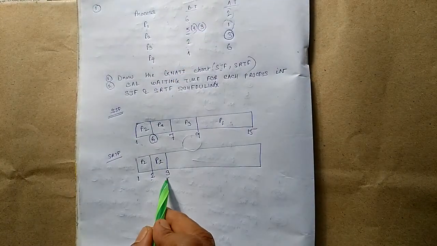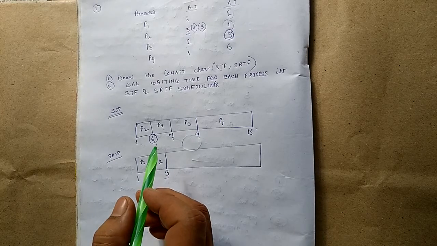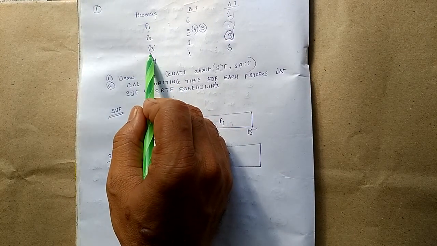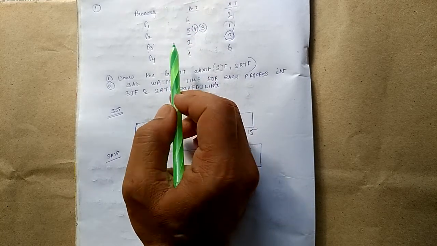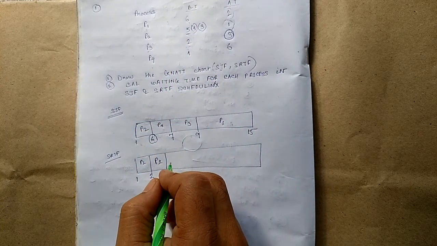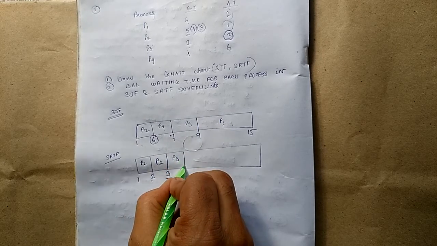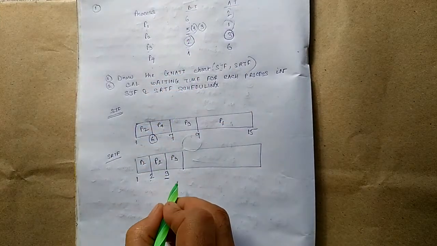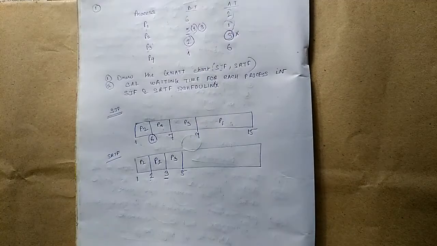Now the system time is 10.03, and at this time process P1, process P2, process P3 are present in the system. Now compare 6, 3 and 2. Process P3's burst time is minimal. That's why we will select process P3 and continue its execution for 2 seconds. So we will get 3 to 5. Next, process P3 finishes its execution.